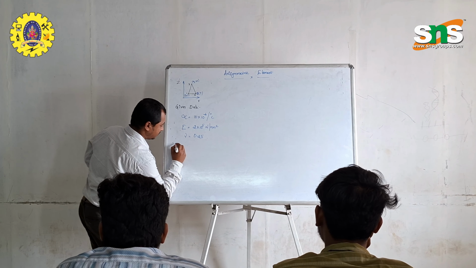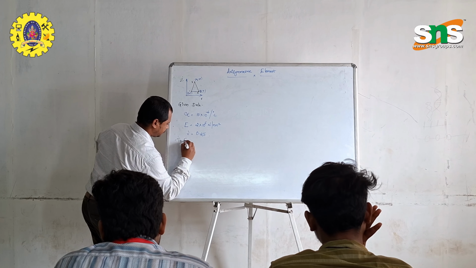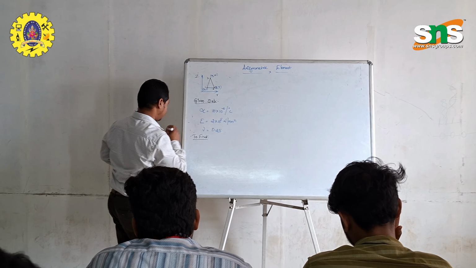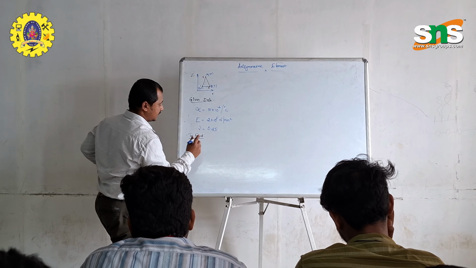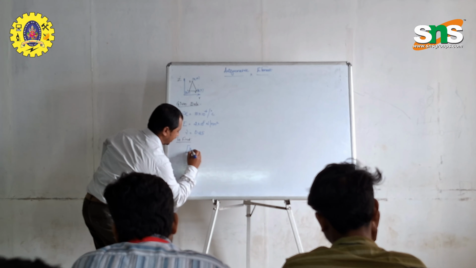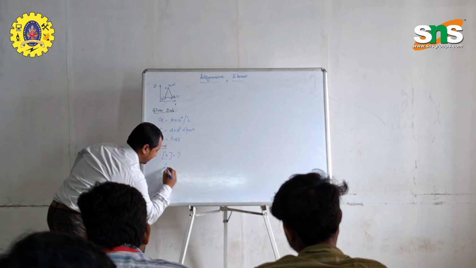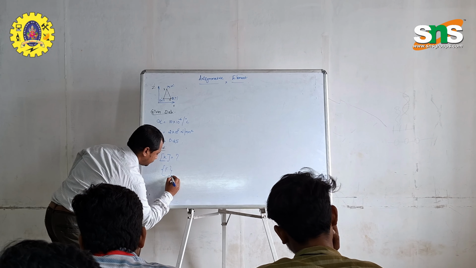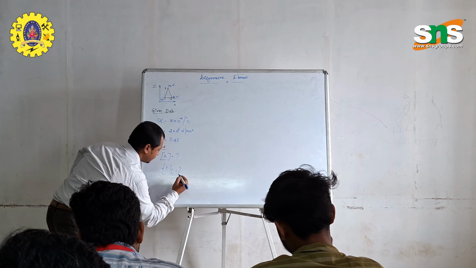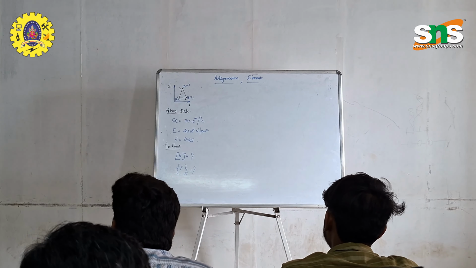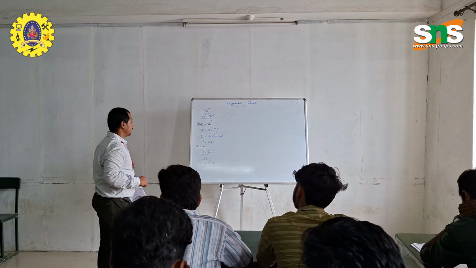Next, what you have to find? Element stiffness matrix. To find the element stiffness matrix, that is the K matrix you have to find. Then the thermal force vector. Am I right? Yes, sir. So this is what you have to find. So let us solve one by one.